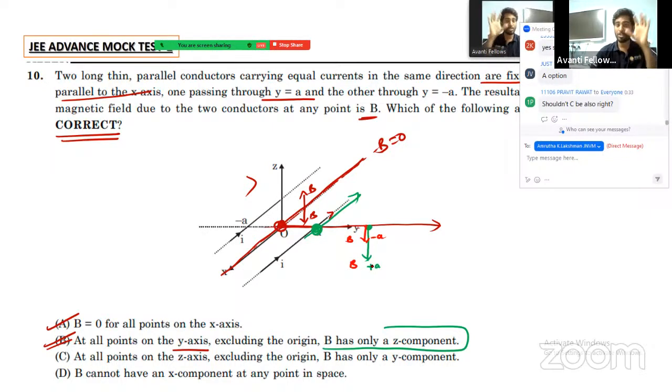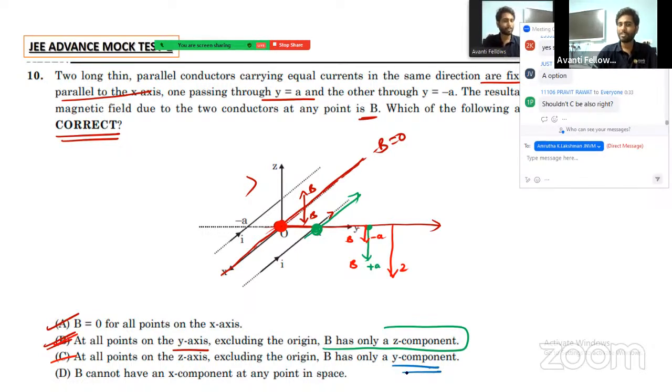Do you know why? Because the distance of that wire is very far from this wire. Now what is the total magnetic field? Both are in the same direction. So the total magnetic field will be along the z component, right? Hence option B is also correct. Option B is right. Coming to option C: at all the points on the z-axis excluding the origin, B has a y component.